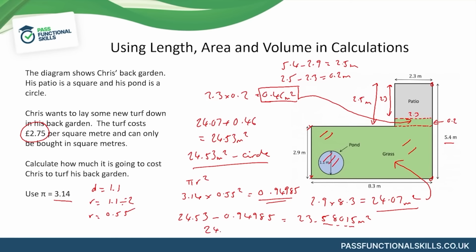So it's going to be 24 square metres multiplied by £2.75, and 24 times £2.75 comes to £66. So that's the final answer. That's how much it's going to cost Chris to turf his back garden.